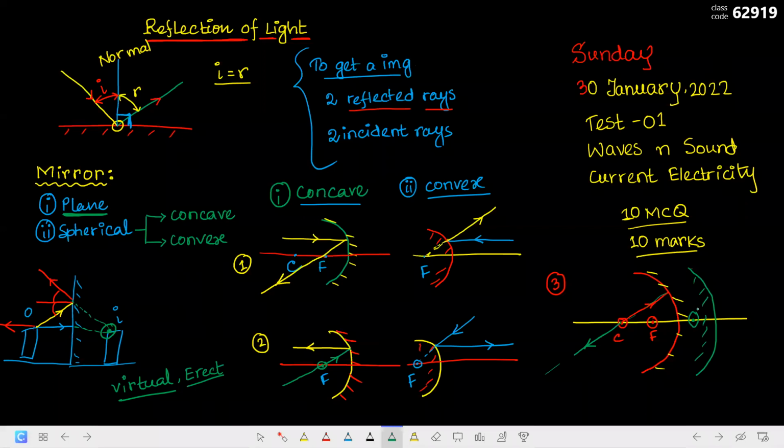So if the light ray is incident through the center of curvature, it will be reflected back along the same way. And for the convex mirror, if I want to show you, if this is the center of curvature and the light ray was coming towards the center of curvature, then it will be reflected back along the same way.